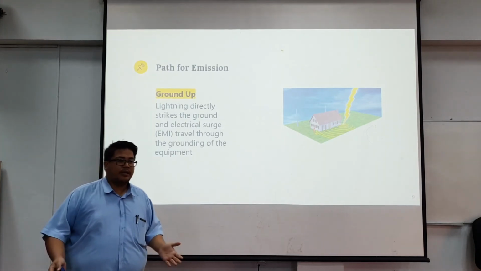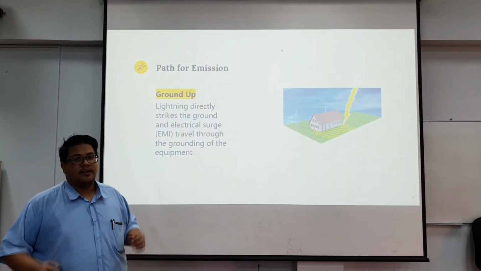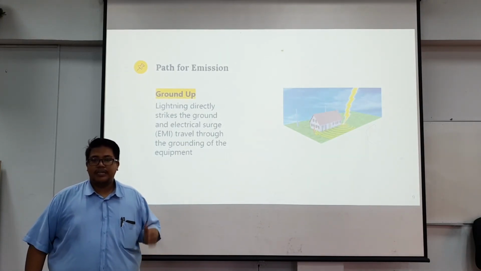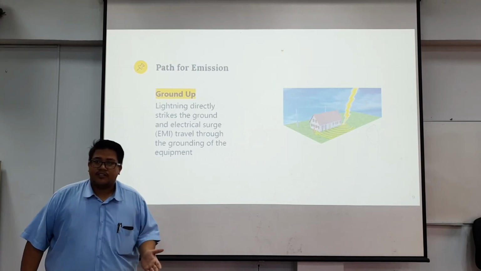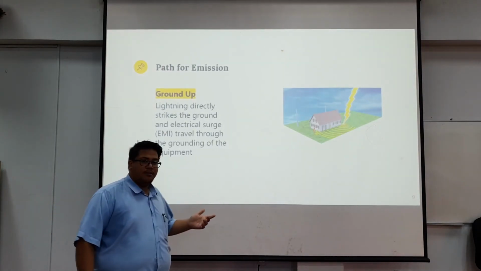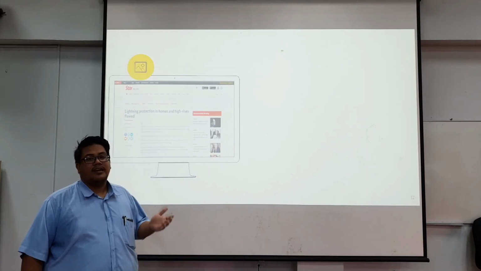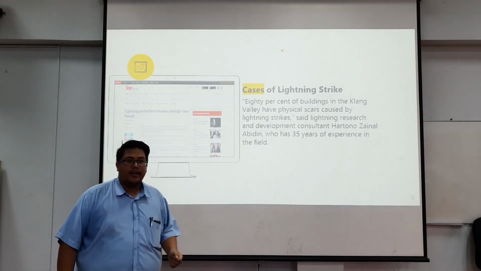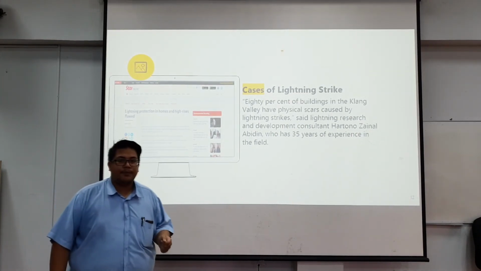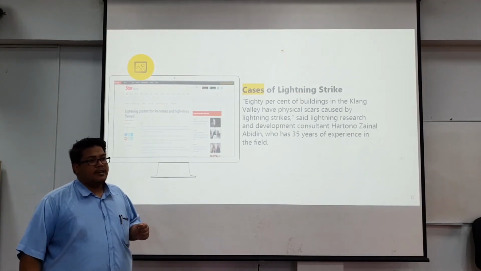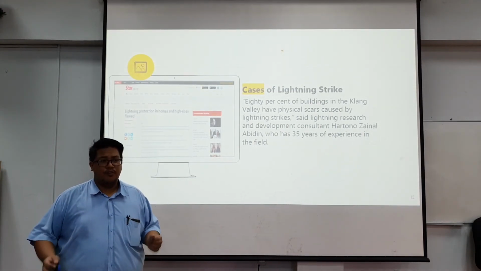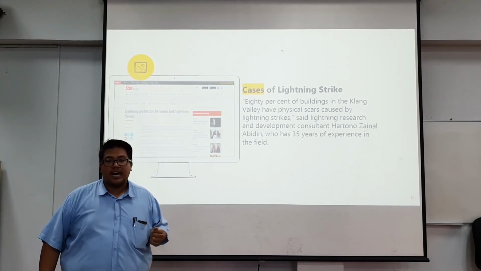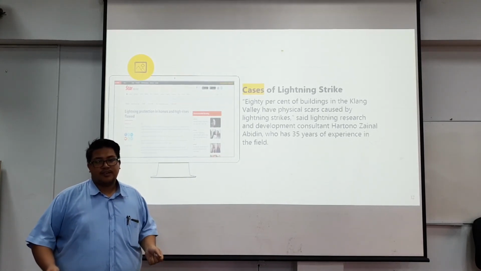Eventually, when we're talking about lightning today, we need to understand why we are talking about lightning. Lightning cases in Malaysia: Malaysia is reported as number 3 in the world as the most struck nation. And today, over 80% of our buildings don't have a proper lightning protection system, and also over 80% of our buildings today have physical scars that show that they have been struck by lightning.